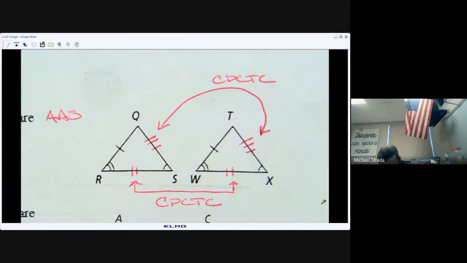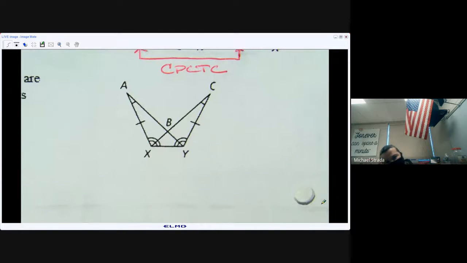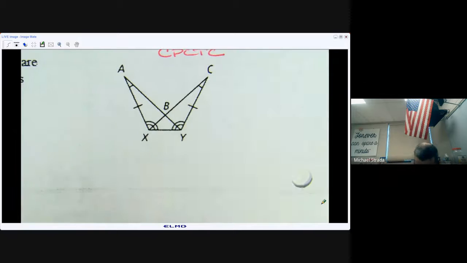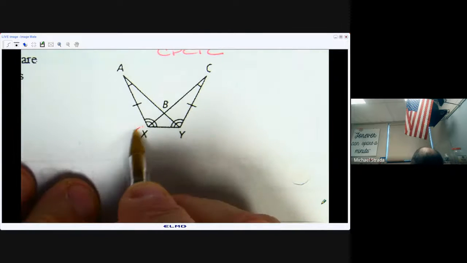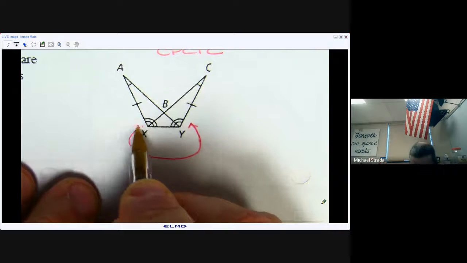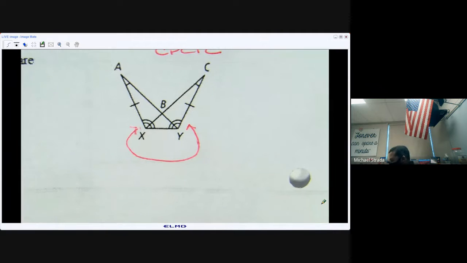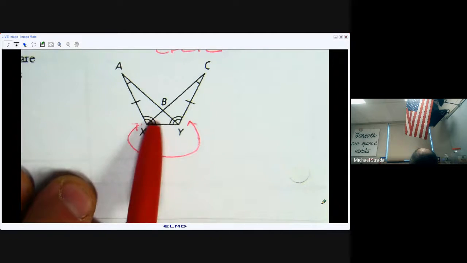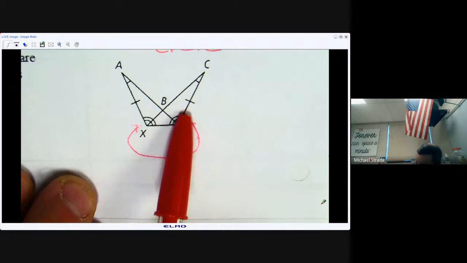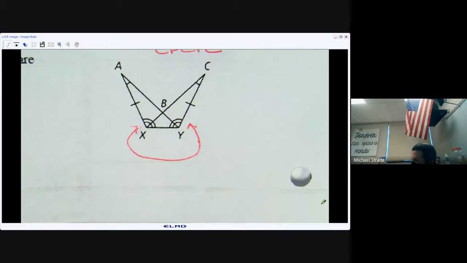All right. Now, one of the things we need to discuss, ladies and gentlemen. This is telling us angle X is congruent to angle Y. That does not mean that this smaller angle is congruent to that one and that one's congruent to that one. Does everybody understand that? Before moving forward, I just want to reiterate that. You can't assume the other angles are congruent. All right?